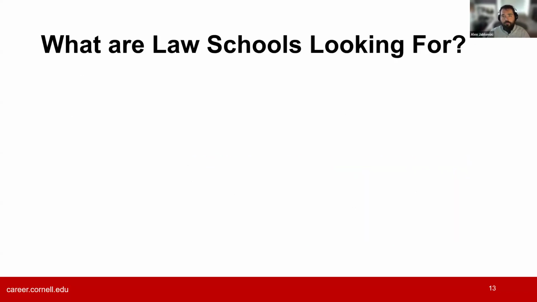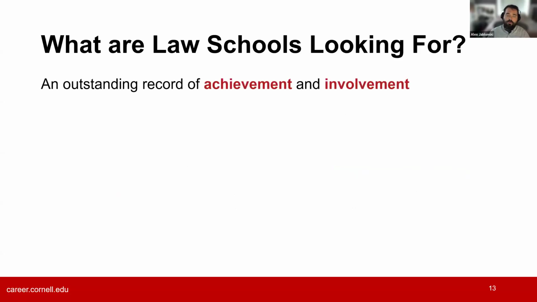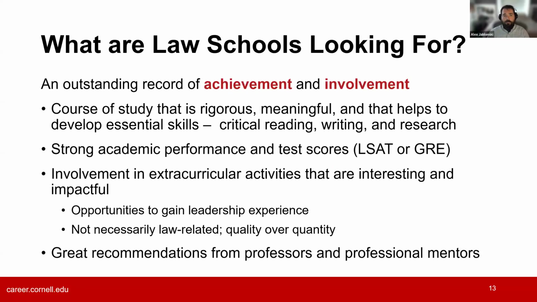But to boil it down a little bit, I think we can talk about two broad categories of things that law schools are interested in. First, they're interested in applicants who have an outstanding record of achievement and involvement. What does that mean? They're looking for applicants who have that course of study that's rigorous, challenging, meaningful to the applicant, and that develops those essential skills.